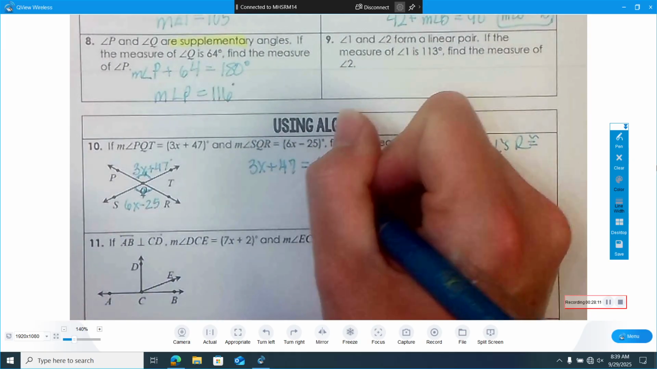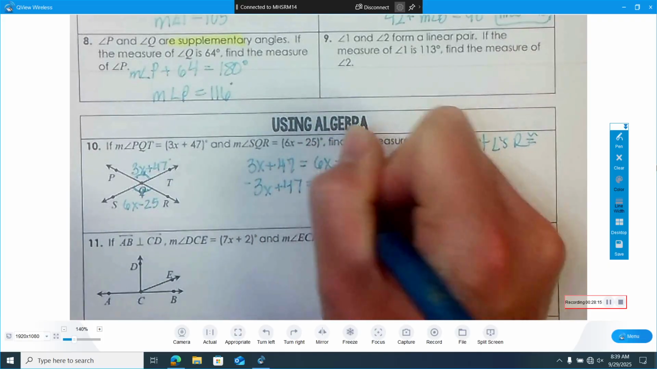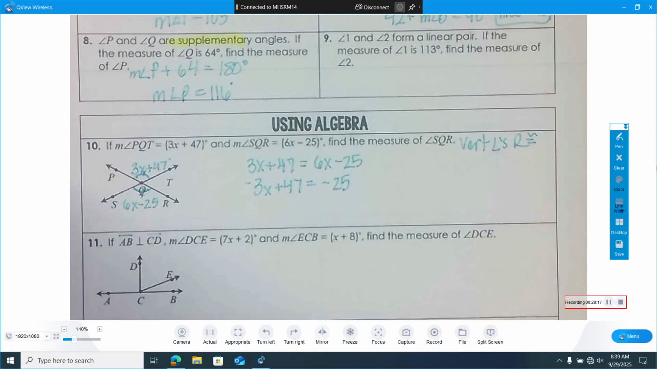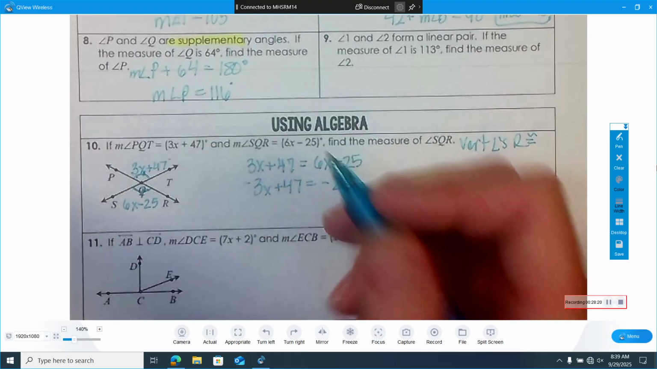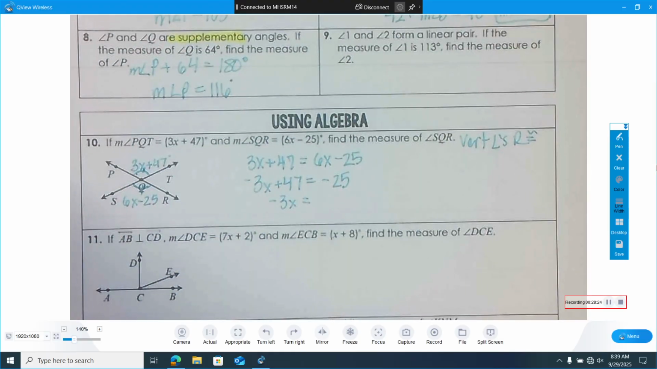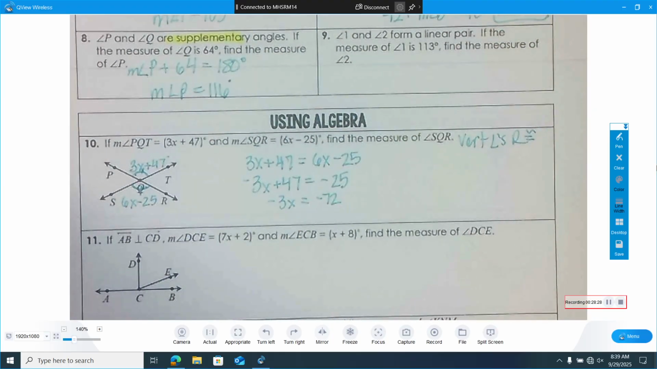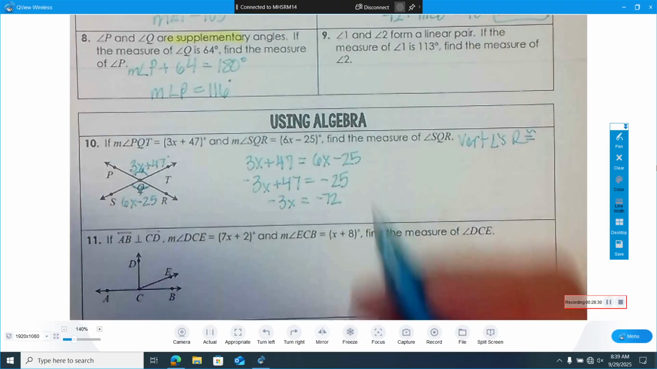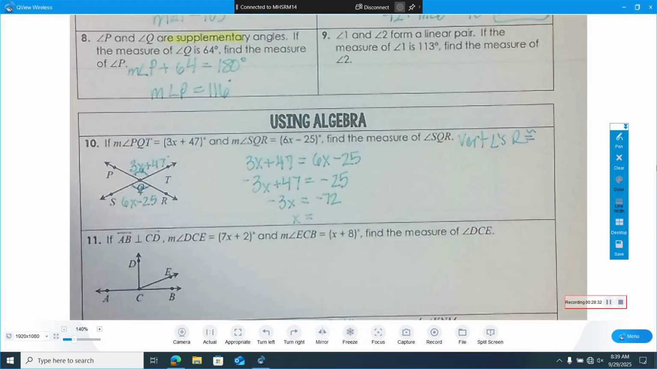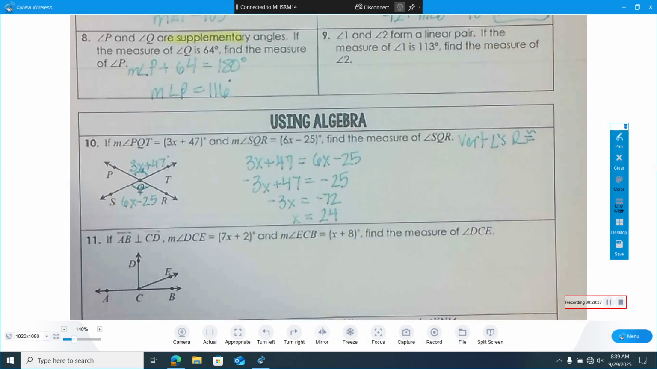So I'm going to subtract 6x. And I'm going to subtract 47. Is that negative 72? A negative or positive 24? Positive 24, good. Divide by negative 3, we get a positive 24.